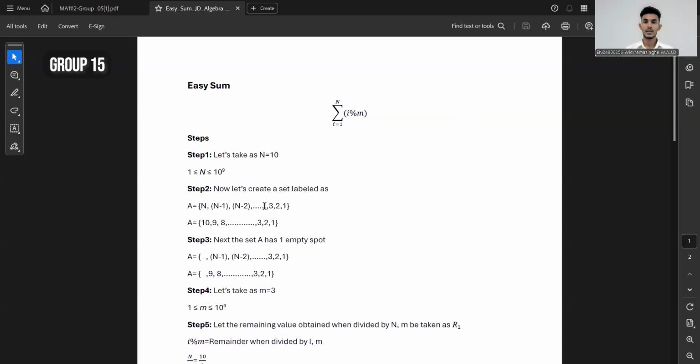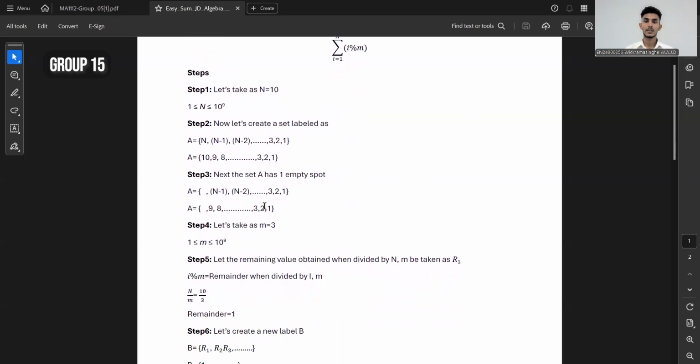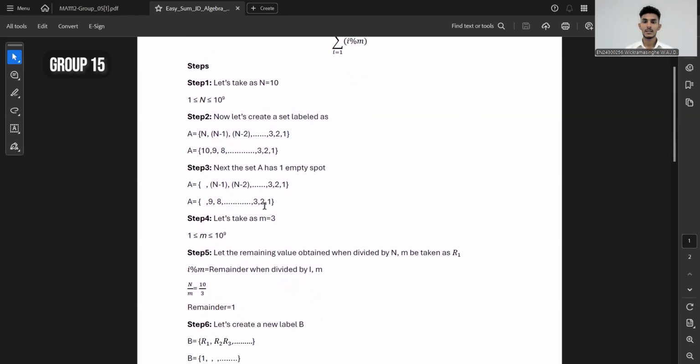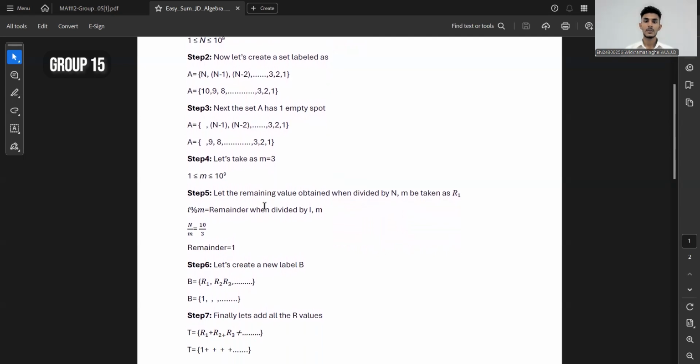Let's take n equal 10, because n is greater than or equal to 1 and less than or equal to 10 to the power 9. Next, let's take m equal 3, because m is greater than or equal to 1 and less than or equal to 10 to the power 9. Take the remainder when 10 is divided by 3. Repeat the same step for all the other numbers and include these remainders in a set named capital B. Finally, add all the elements in set B and this will give you the answer.